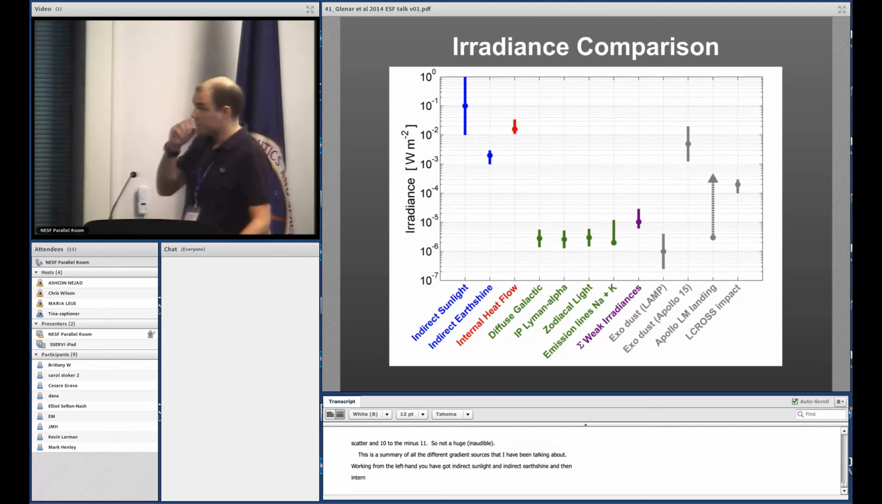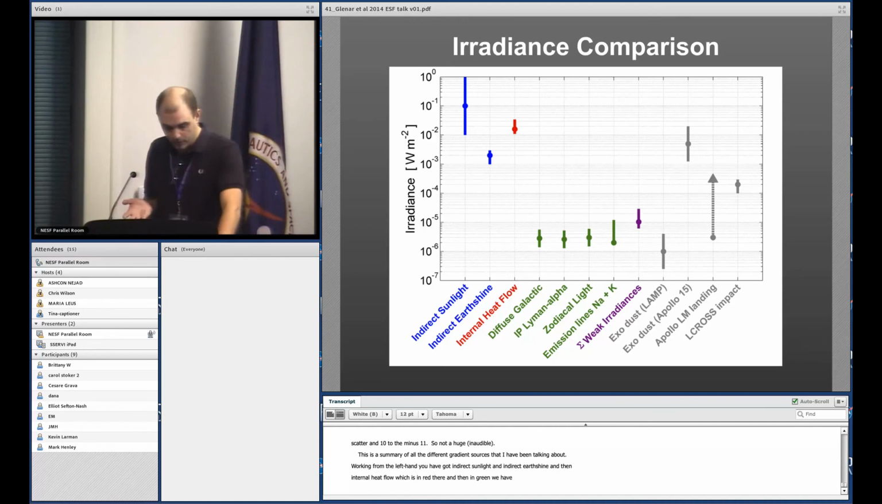Okay, so this is a summary of all the different irradiance sources I've been talking about. Working from the left-hand side, we've got indirect sunlight, again the brightest, and indirect earthshine, pretty bright too. Then you've got internal heat flow, which is in red there. And then in green, we've got the various weak sources I described: diffuse galactic background, Lyman alpha, zodiacal light, and emission lines from the exosphere.